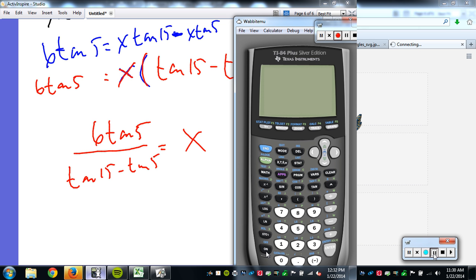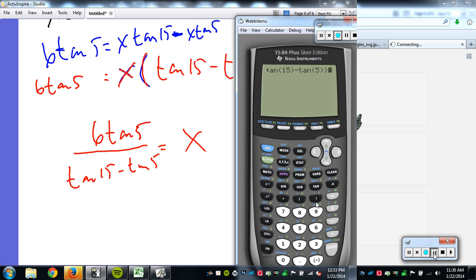Then we come over here and we turn it on. And then I go to mode. And I go down to what mode? Degree, because I was measuring in degrees, correct? And I say to myself, okay, here we go. Alright, so I say 6 tangent of 5 divided by, I want to divide by that whole stuff, so I'm going to put parentheses around it. So I'm dividing by that whole thing, right? I'm going to do tangent of 15. What was that first? Tangent of 15 minus tangent of 5. Close that parentheses. So I close the tangent and I'm closing the parentheses. It comes out to be 2.98.